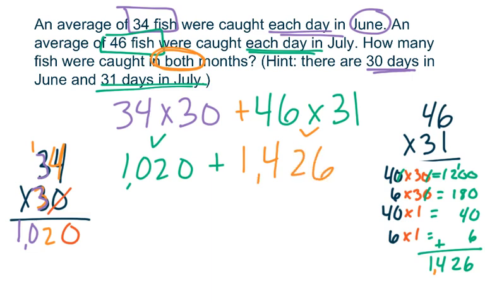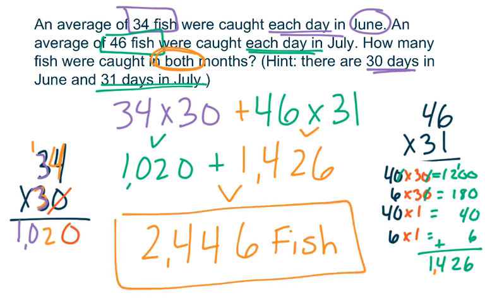1,020 is how many fish they caught in June. 1,426 is how many fish they caught in July. And because my problem is asking me for both, I need to add those two products together. I end up with a final answer of 2,446 fish were caught in those 2 months. All right, let's take a look at our next problem.